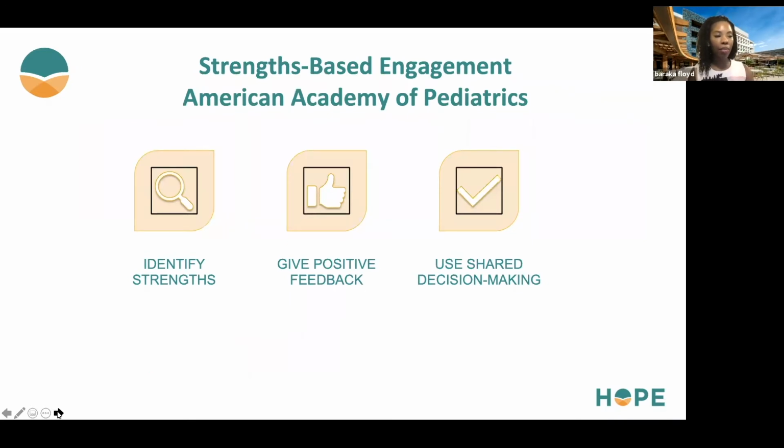In that same vein, the AAP recommends engaging with families in a strength based way. They say identify strengths, give positive feedback, and use those things together for shared decision making. This really helps families to see the strengths within themselves and tap into their own agency.